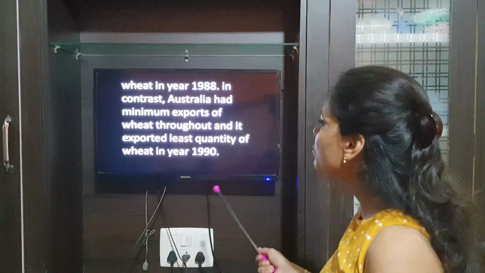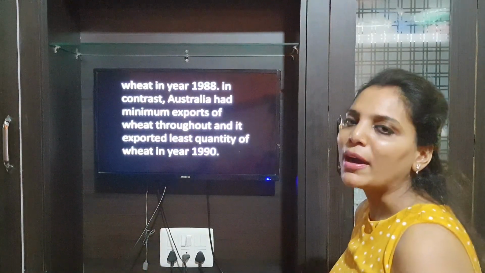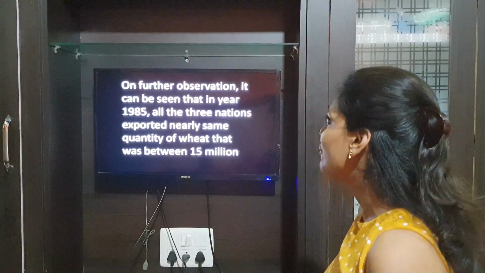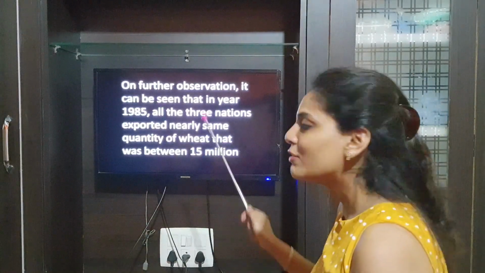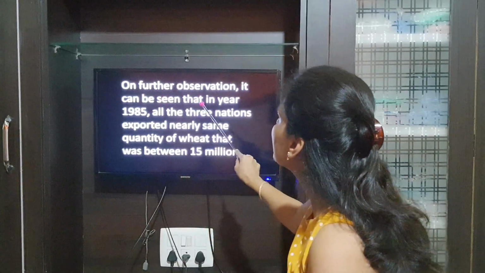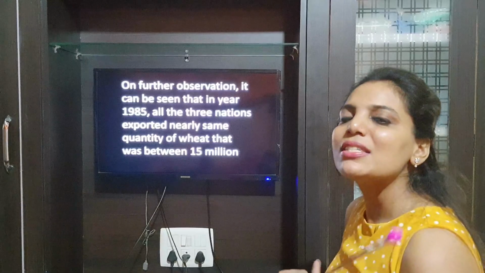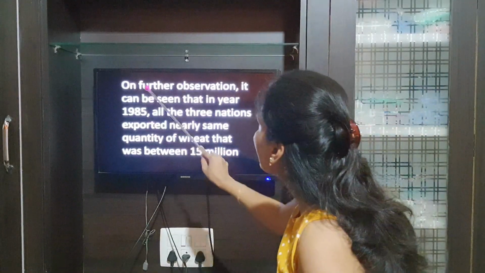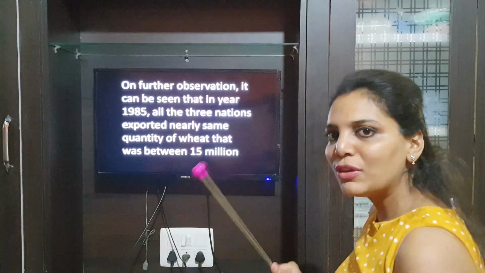Now what we are going to do? Now we are going to change the body paragraph again. So leave one line and start from extreme left. Now we are observing further. So what I have written, on further observation it can be seen that. So when we see further, when we see the graph again, what can we see? In year 1985, I told you we will move year by year.